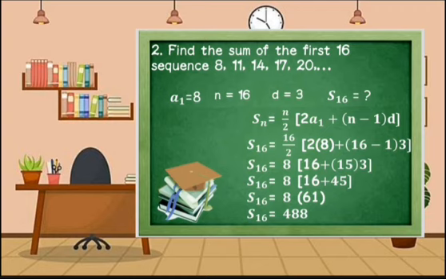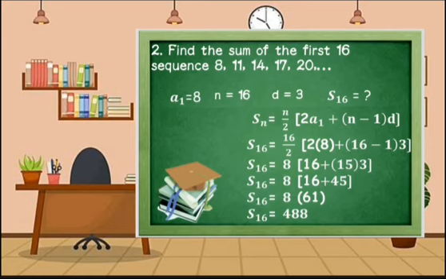We can see here that our last term is not given. So the formula that we're going to use is s sub n is equal to n over 2 times a quantity of 2 times a sub 1 plus n minus 1 times d. Then, we're going to substitute our given terms.